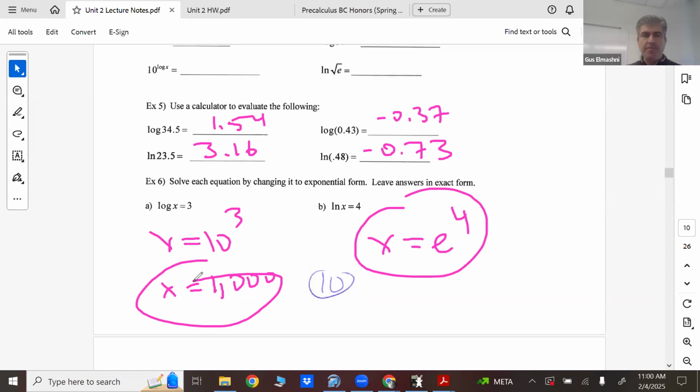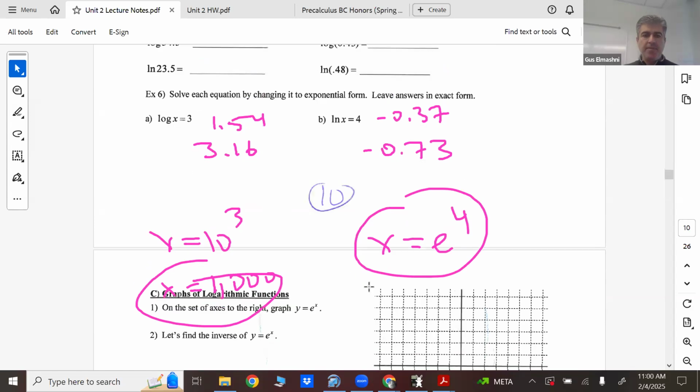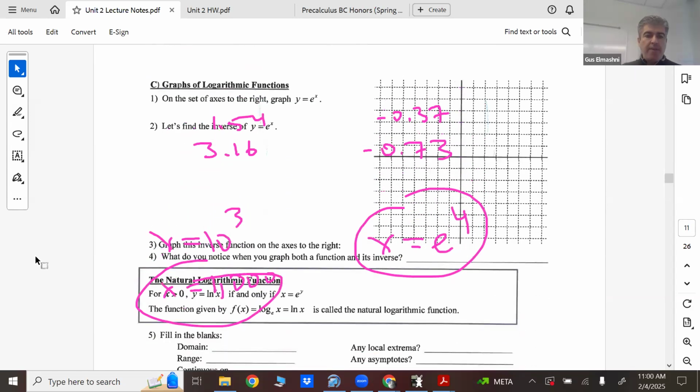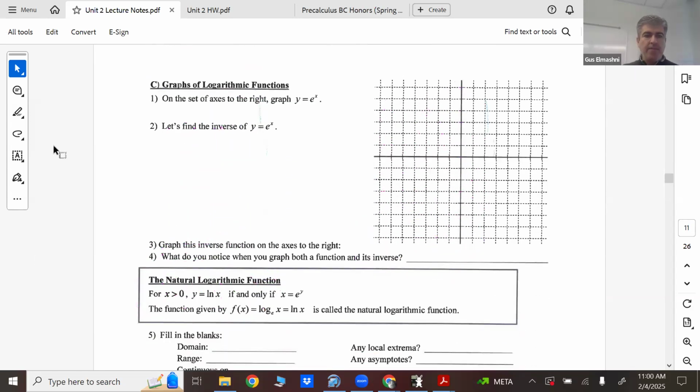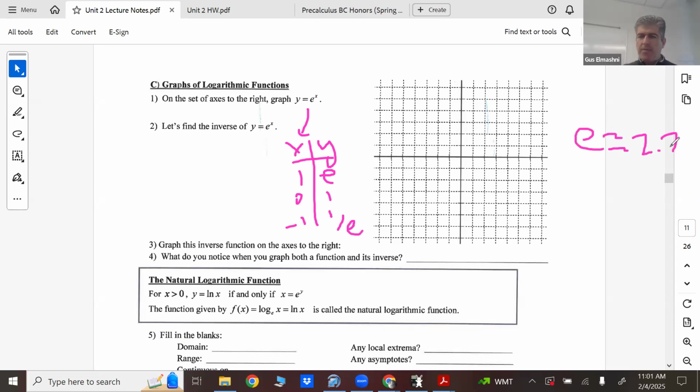Okay, good so far? Okay, let's keep moving. Graphing, not hard at all. If I graph that, let's plug in 1, 0, -1. You get e, 1, and 1 over e. So e is roughly what again? 2.718.